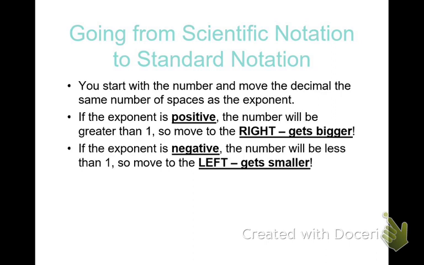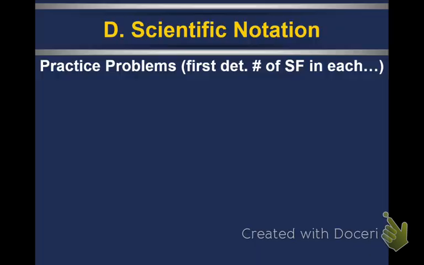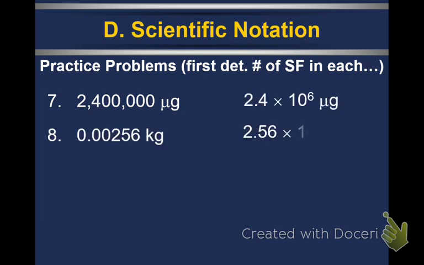Now we're going from scientific notation, and we want to write it in standard form. So now we're undoing what we just did. We're moving the decimal back to where it was. So here we go.